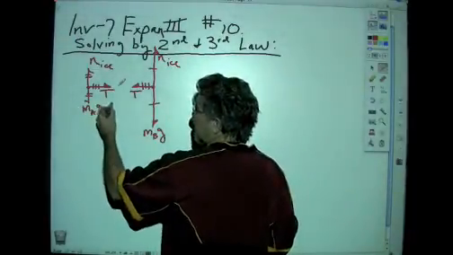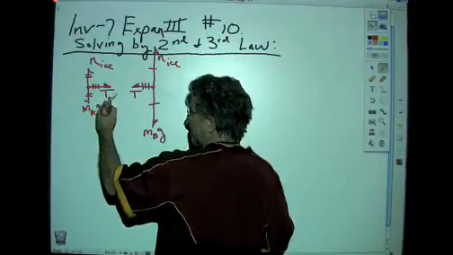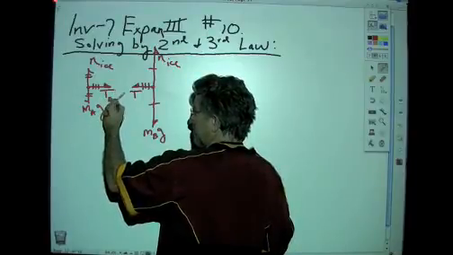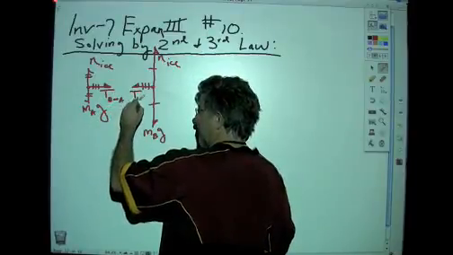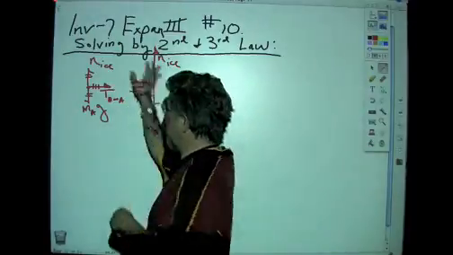Okay, so this is the force of, now this is really the force of body B on A, body B being the sled, and this is the force of body A on B. Okay, so there's a nice free body.